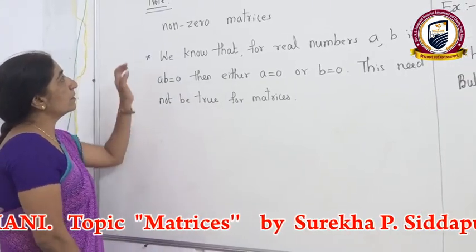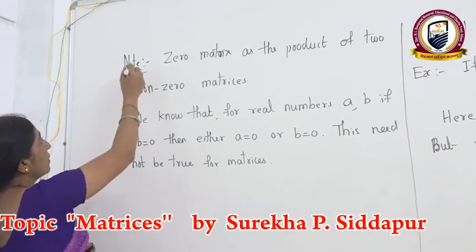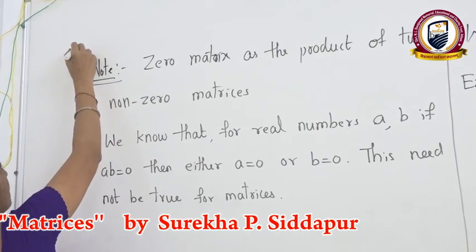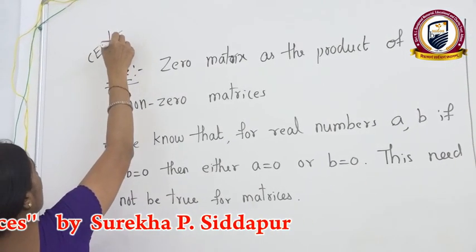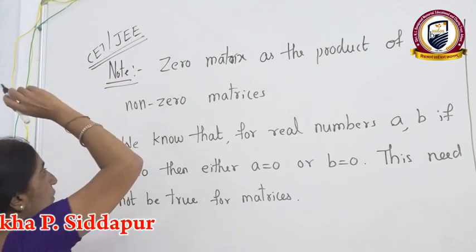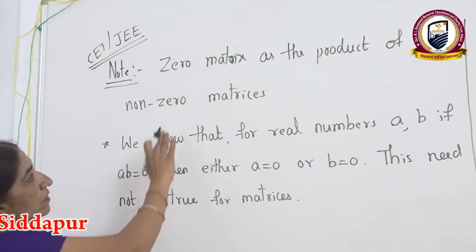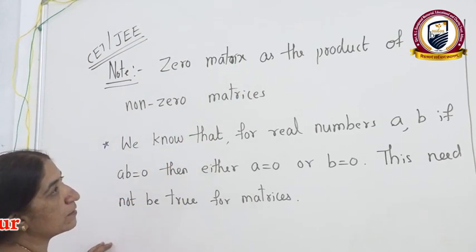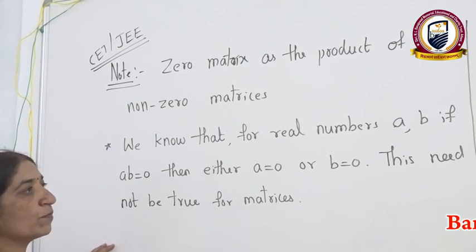See students, here I am giving you one important note. This is very helpful for your CET or JEE. That means it is very helpful for your competitive exam. So please note this down. So what is that note? Zero matrix as the product of two non-zero matrices.